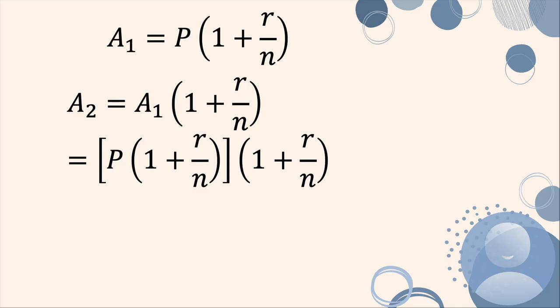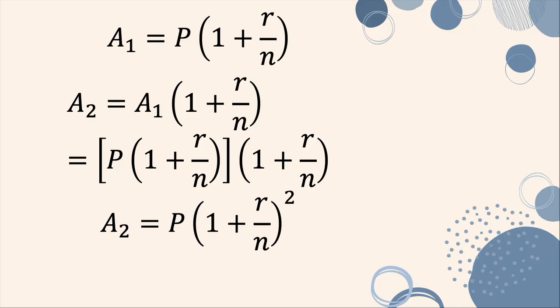In the second period, we're going to earn interest on the new amount, A sub 1. So we're going to take A sub 1, which equals P times 1 plus R divided by N, and apply that interest rate again. Now when we simplify, I see that there are two 1 plus R divided by N's, or P times 1 plus R divided by N squared. This shows the amount after two compounding periods, so we notice that there's a 2 reflected as the exponent, reflecting the 2 periods.